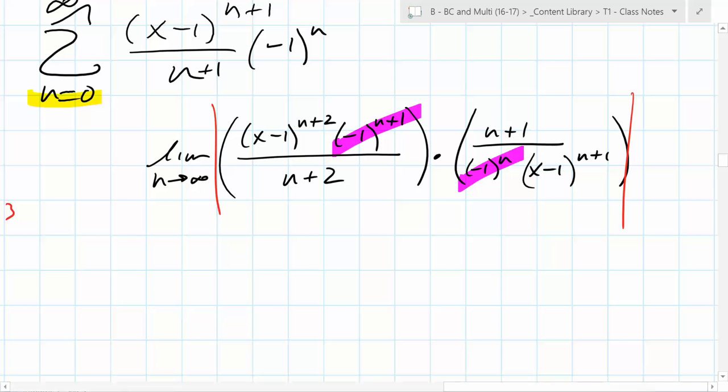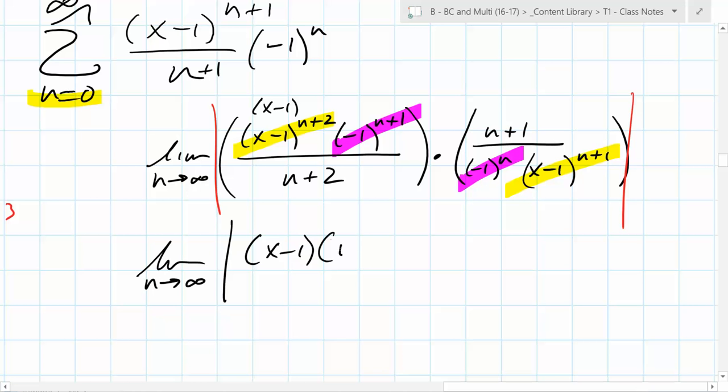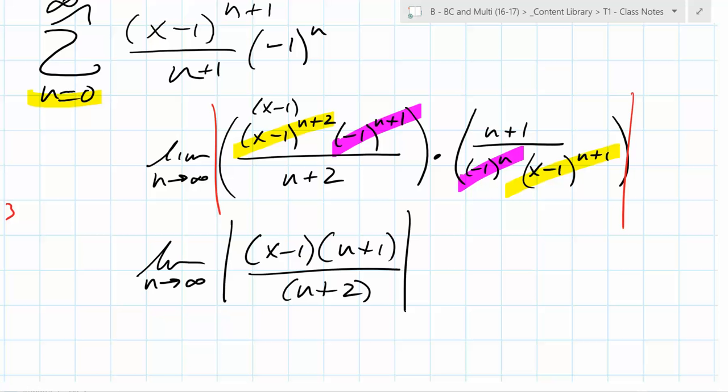There we go. So what also cancels? The x minus 1, and that cancels. What are you left with on top? You're just left with an x minus 1, right? So the limit as n goes to infinity of the absolute value of (x minus 1) times (n plus 1) all over what? n plus 2. That right there, you can tell me what that equals. x will be in the answer. As n goes to infinity, what happens to this? That just goes to 1, right? So what does this whole thing equal?